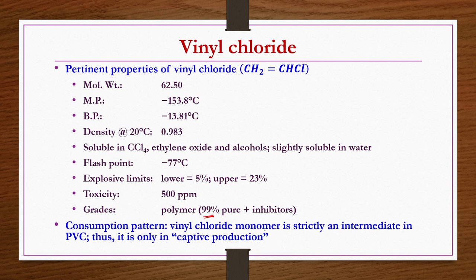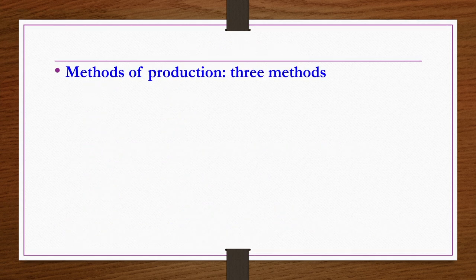Consumption pattern: vinyl chloride monomer is strictly an intermediate in polyvinyl chloride making, thus it is only in captive production. Other than PVC making, vinyl chloride does not have any other applications. But PVC is very useful for a large number of applications, so vinyl chloride production is very much essential to understand. Coming to the methods of production, three methods are there.